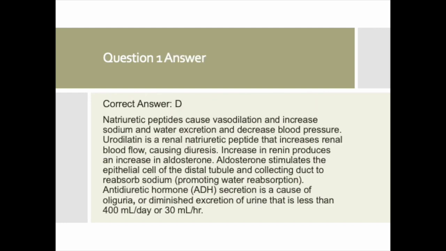If you said natriuretic peptide, you're correct, because natriuretic peptides cause vasodilation. When we have vasodilation, it's going to increase sodium and water excretion because now we have more area for fluid to be diuresed. Well, when we have a release in fluid, what happens to our blood pressure? It's going to decrease that blood pressure. What were those natriuretic peptides anyway? Remember urodilatin? This is a renal natriuretic peptide, and it increases renal blood flow, which will cause diuresis.